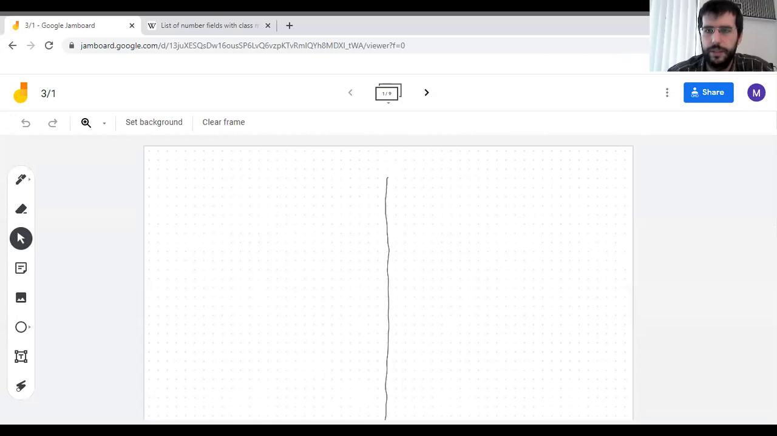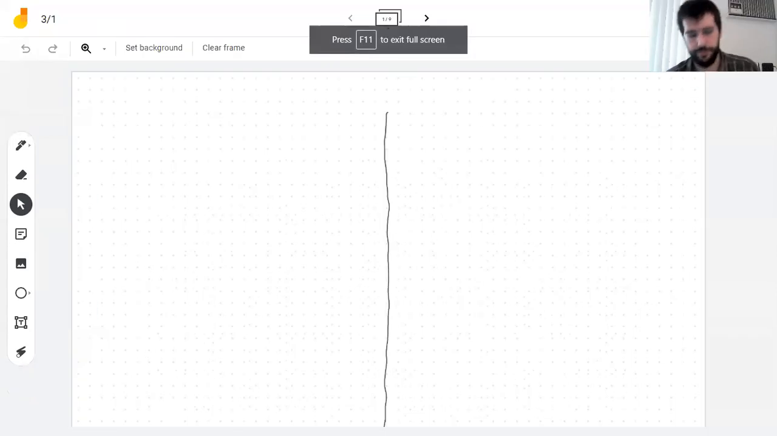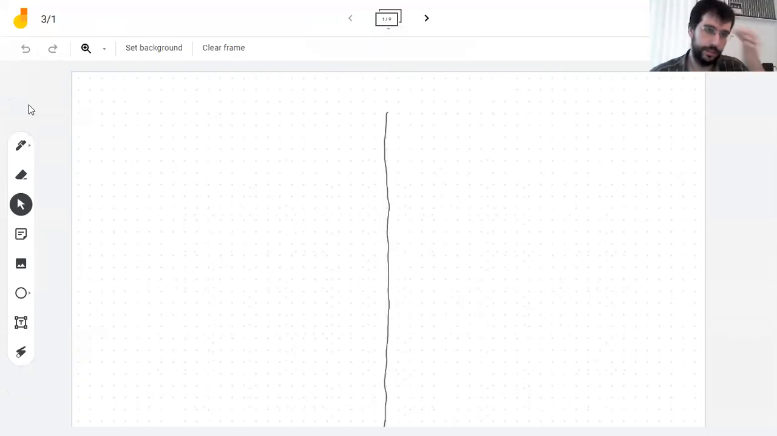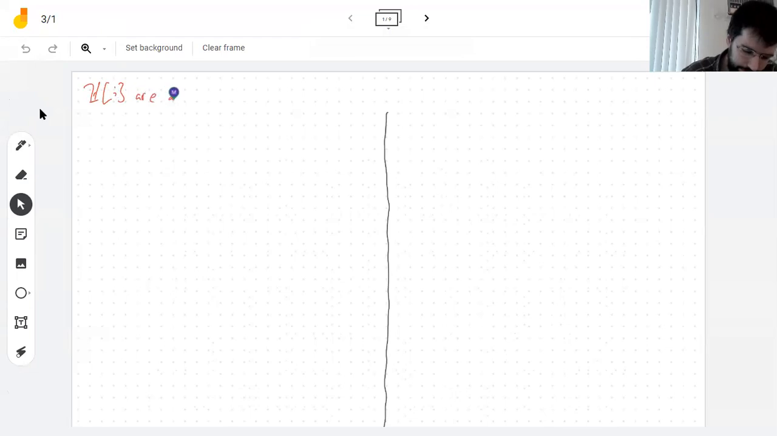Okay, so we're halfway through. We're almost done, but I'm going to start over. We were going to show that the Gaussian integers form a Euclidean domain. So let me first of all remind you what that meant.